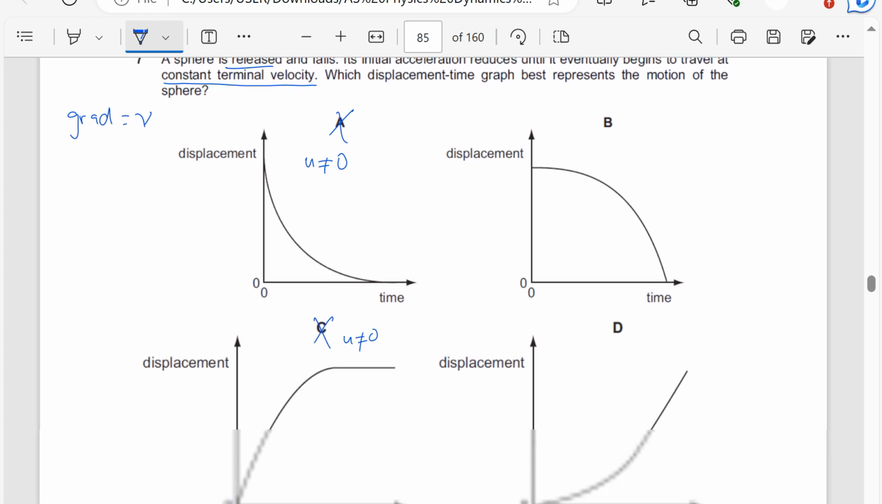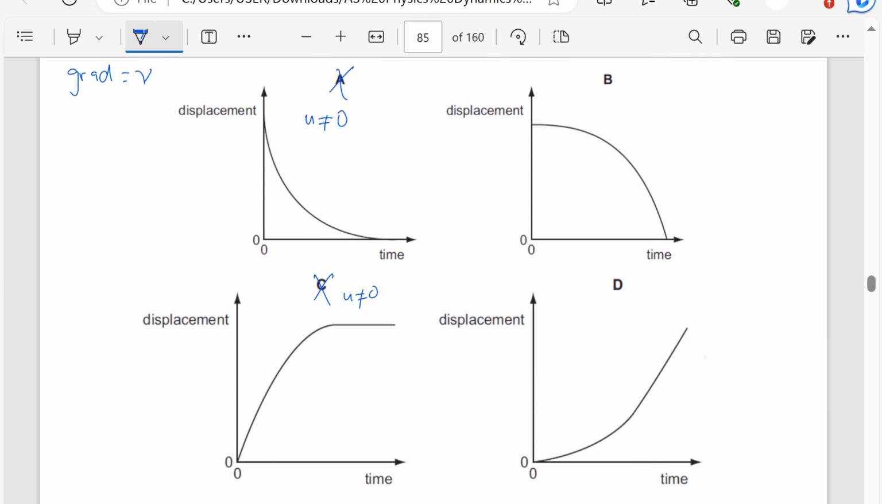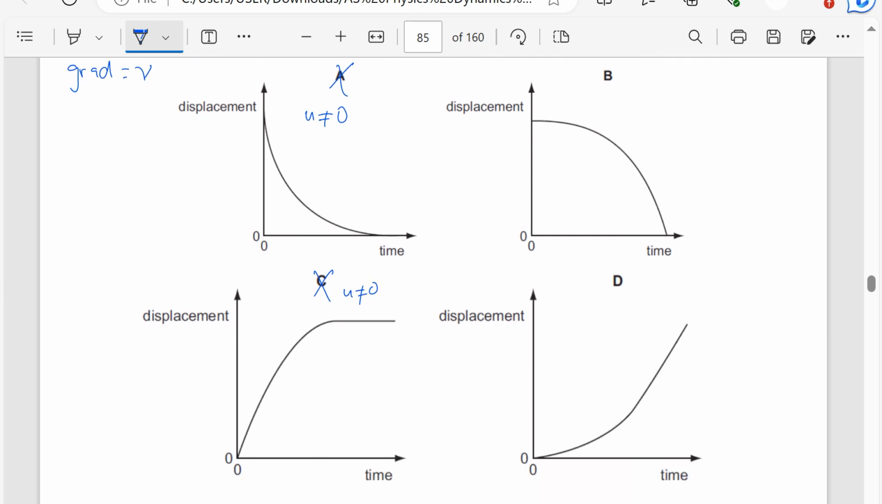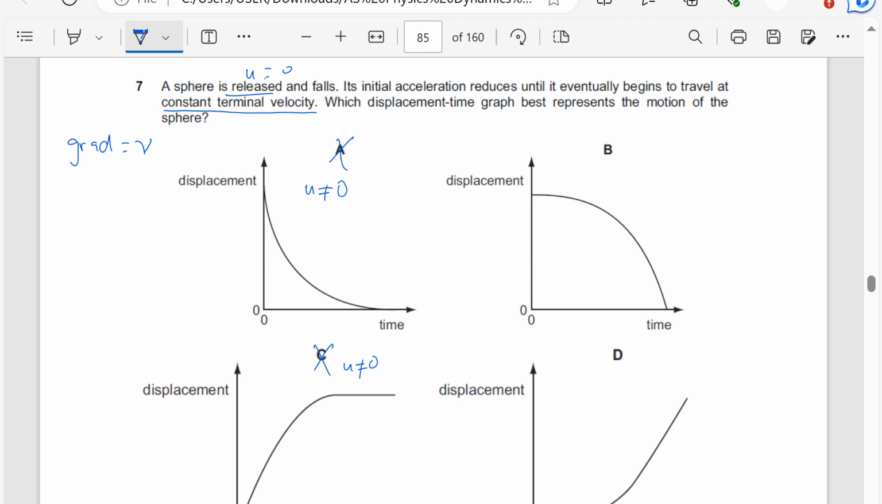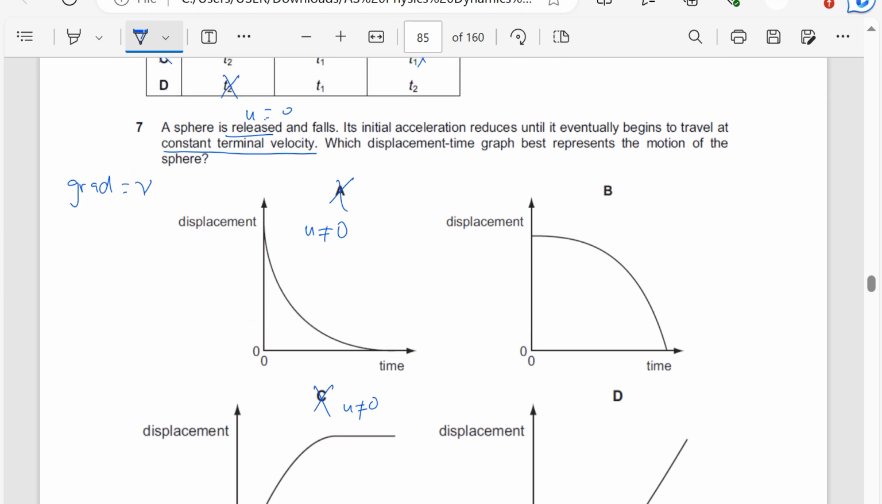Similarly, of course, for D, the initial gradient could be 0 because it is a curve which is almost horizontal. And for B, the initial gradient is 0 because it is a curve, almost a horizontal line. So we have to choose between B and D. But because of acceleration, the gradient increases.